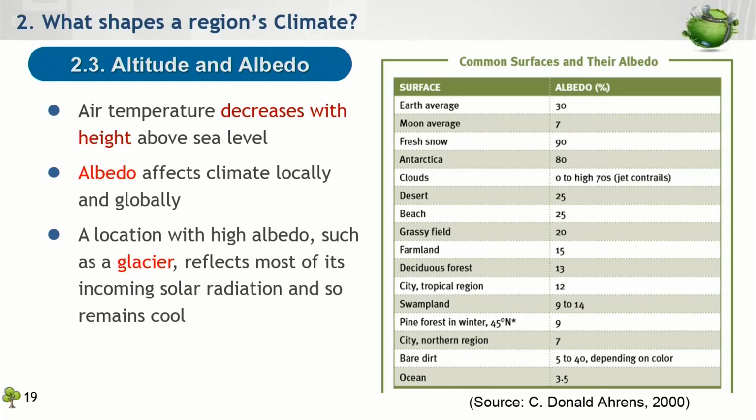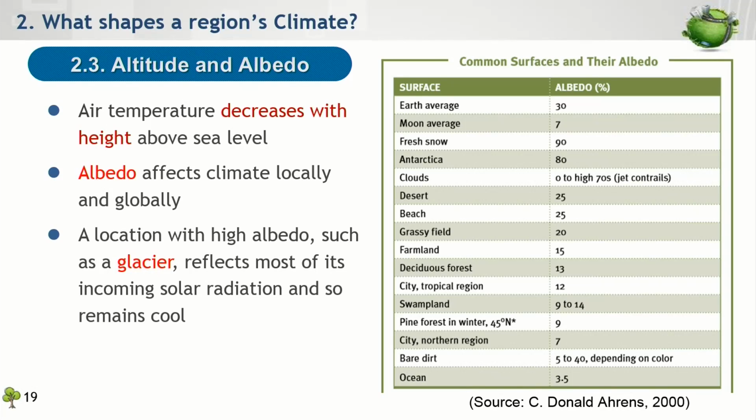And similarly, surface albedo, which is characterized by the type of surface cover, also affects climate locally and globally because different types of surface cover have different albedo, so they reflect sunlight differently. So as you can see in the table, snow and ice have very high albedo. They reflect about 80 to 90% of the incoming solar radiation. This is why we generally have cool weather in areas covered by ice and snow.